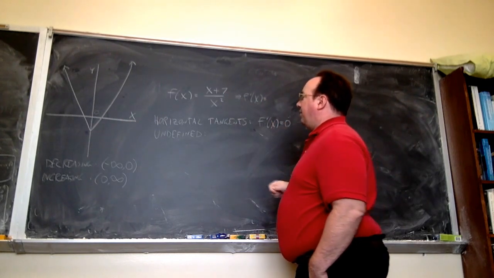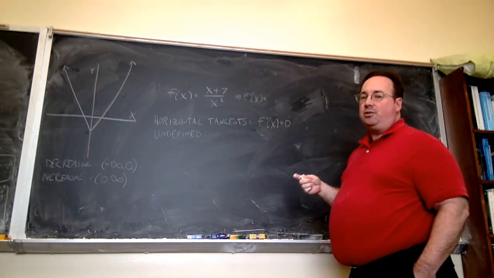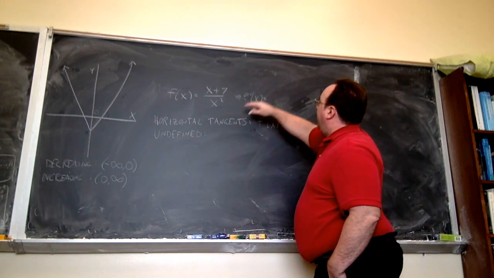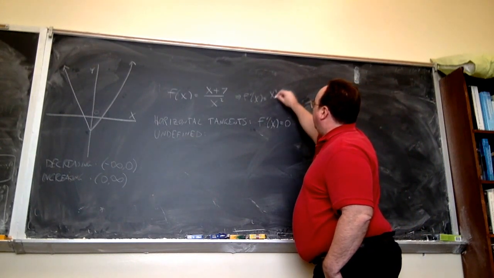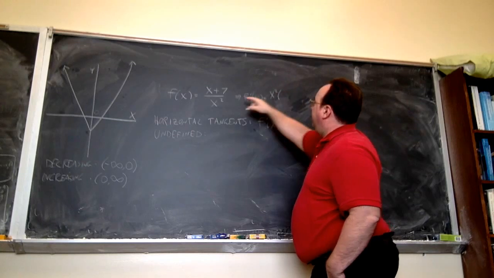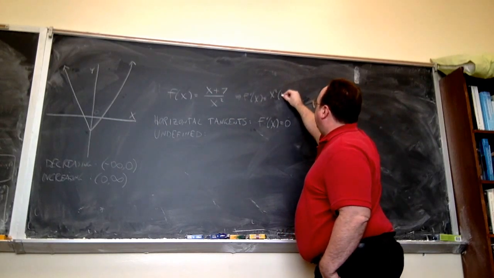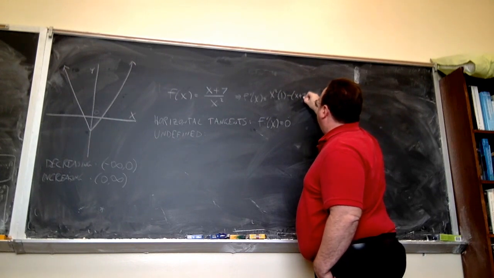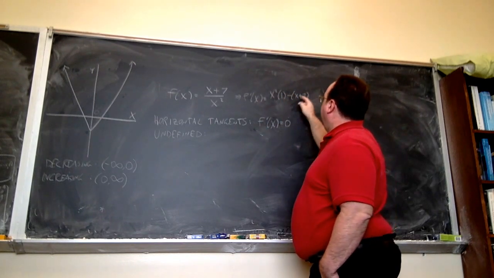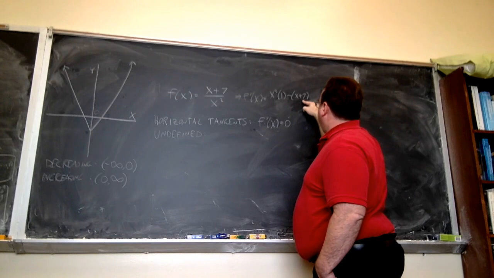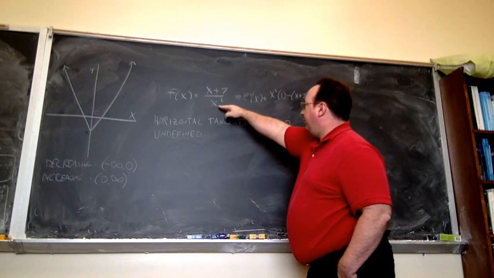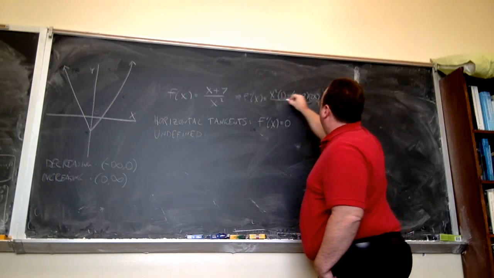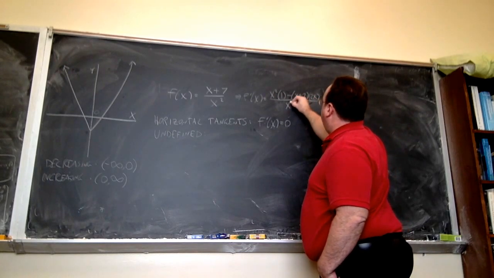And for this, there's a couple of ways we could do this, but in this case I'll just use the quotient rule since it's already written as a quotient. So we have the denominator x squared times the derivative of the top. The derivative of x plus 7 is just 1. Minus the top, x plus 7, times the derivative of the bottom, 2x, over the denominator squared, so that's x to the 4th.